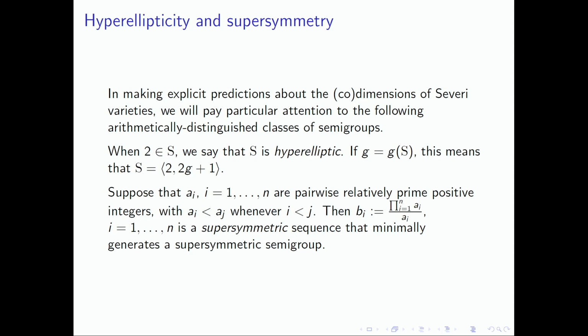Another relatively simple class of semigroups, but which has a very different arithmetic profile somehow, are what are called supersymmetric semigroups. So what's a supersymmetric semigroup? In order to produce one, you take n pairwise relatively prime positive integers, and then you form products where sequentially you just omit one of the AIs in forming the product. In that way, you produce a supersymmetric n-tuple of numbers, which minimally generates what I'll call a supersymmetric semigroup.